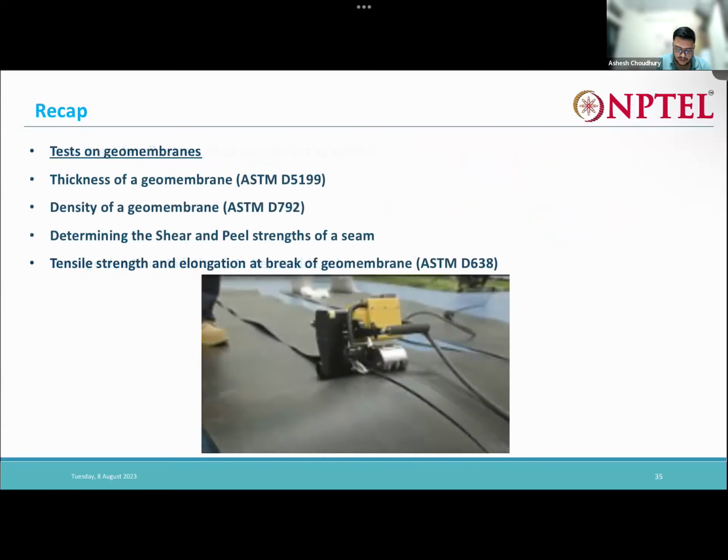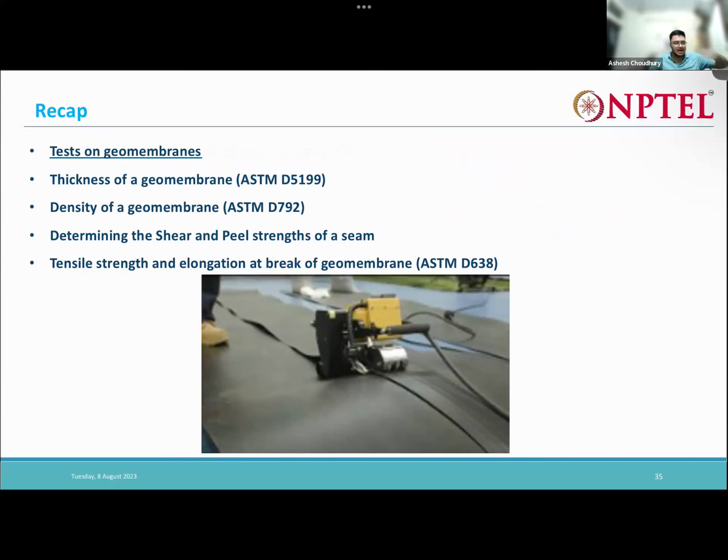Geonets are the same. Geonets also can be tested similarly for strength and other purposes. And then we have geomembranes. Where are geomembranes used? Geomembranes are generally used as linings in canals, landfills and all those things. So testing of geomembranes is also important. Thickness and density are physical properties, and one more important property is the shear and peel strength of geomembrane.